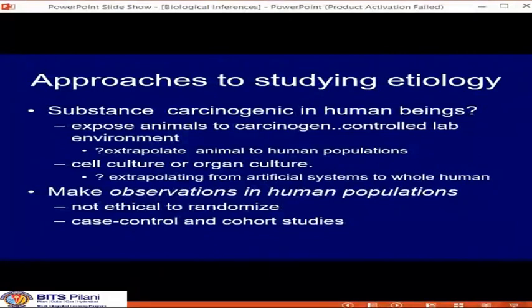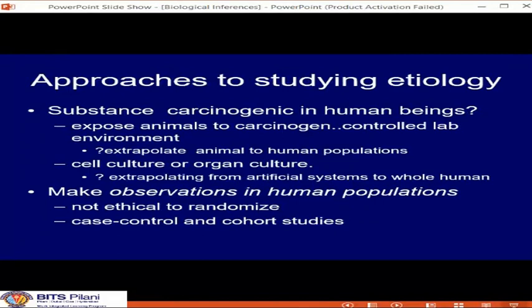So, how do scientists do it in the laboratory? If you want to know whether smoking causes lung cancer, you can take an animal and expose it to cigarette smoke. You can take some other animals, let's say mice, and keep them as controls, not exposed to cigarette smoke. And then you can look at the end of it and see whether the mice exposed to smoking had more cancer.